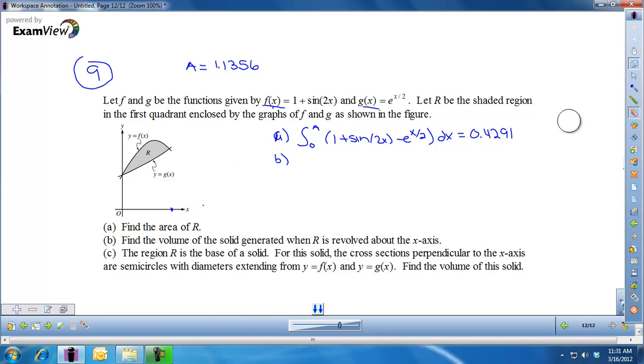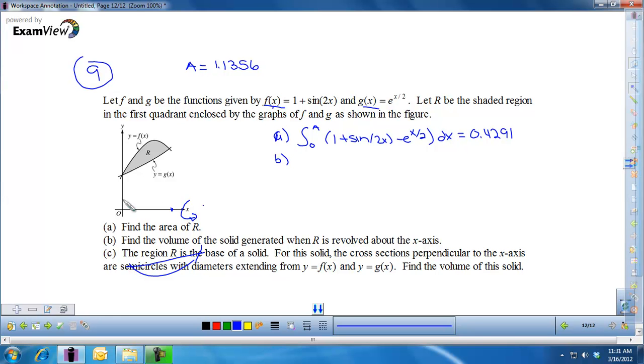Okay, so we're going to revolve this region around the x-axis. It's going to look somewhere over here. So notice it's going to be a washer. I'm going to have my small disc, and then I'm going to have the bigger disc. So to find the volume, I'm going to go from 0 to A again.